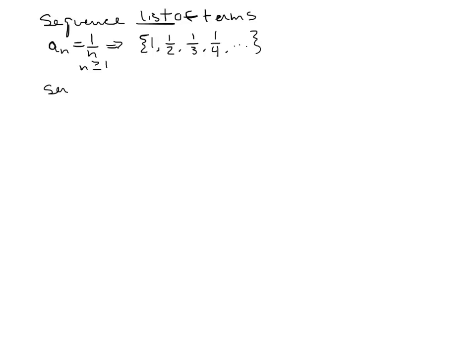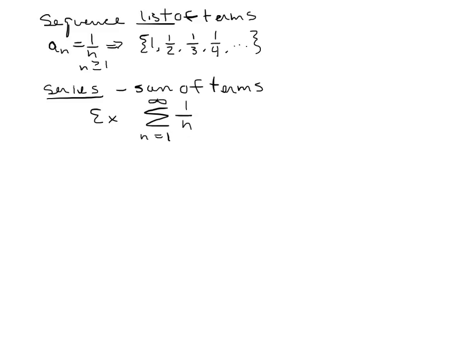A series is a sum of terms. And so we could look at the sequence and add all of the terms of the sequence, and that would give us a series. So an example of a series would be the sum from, say, 1 to infinity of 1 over n. So a series is a sum of a sequence.